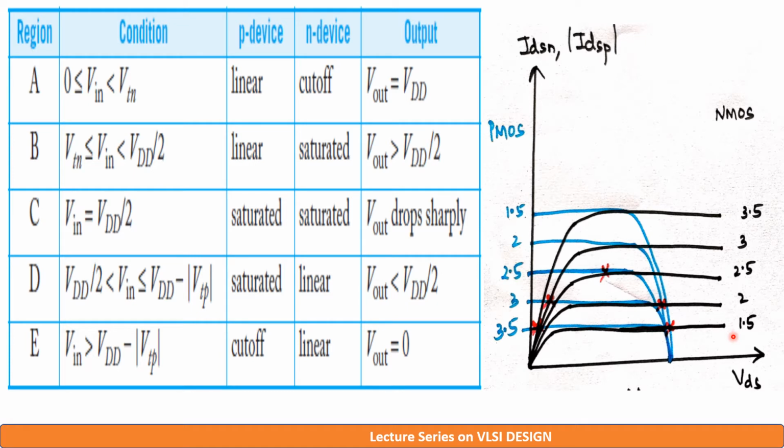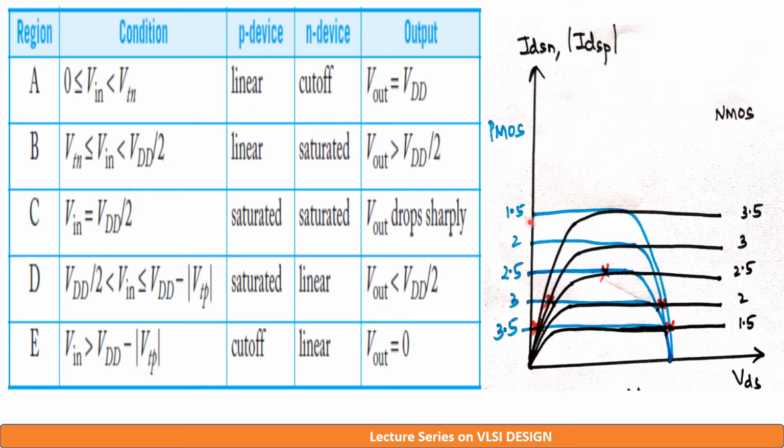For NMOS, Vin is exactly equal to VGSN. So if Vin is 1.5, VGSN will be 1.5. If Vin is 2, VGSN will be 2. If Vin is 2.5, VGSN will be 2.5. If Vin is 3, VGSN is 3. If Vin is 3.5, VGSN is 3.5. So this black color characteristics is the curve for NMOS, VDS versus IDS for different values of VGS. VGS is exactly equal to the input for NMOS.